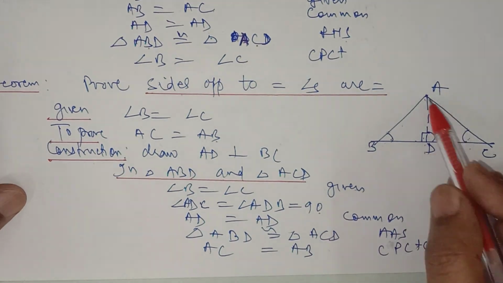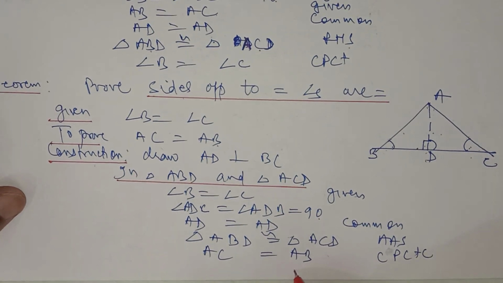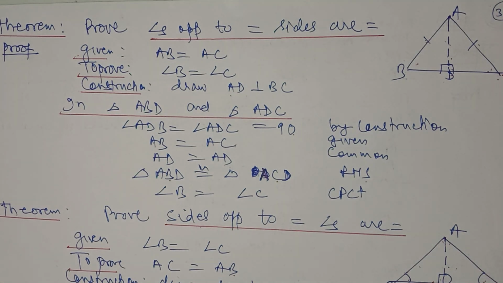Now because ABD and ACD are congruent, we can say that AB is equal to AC, corresponding parts of congruent triangles are congruent. So we have proved these two theorems, that the angles opposite to equal sides are equal and the sides opposite to equal angles are equal.